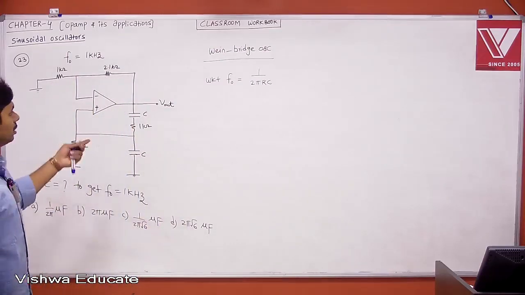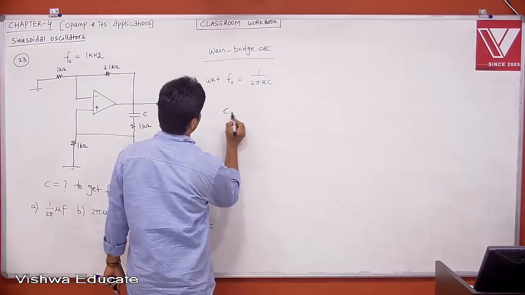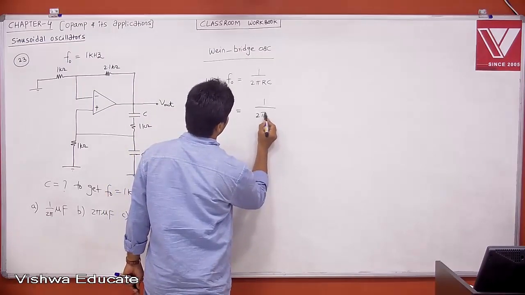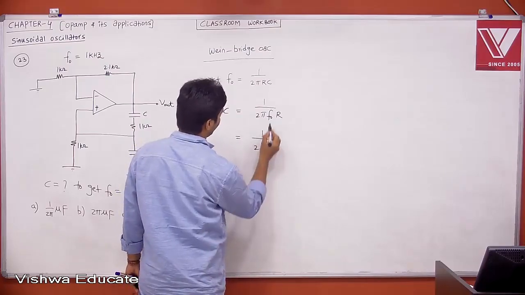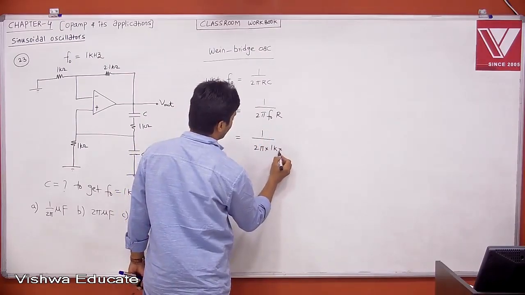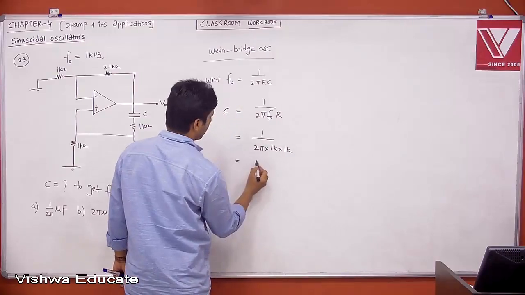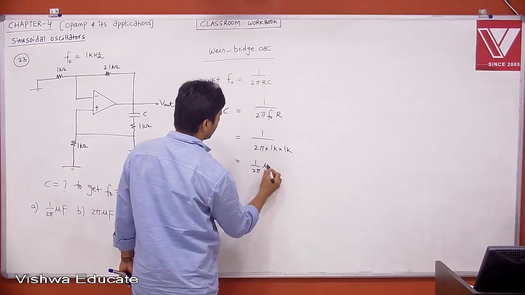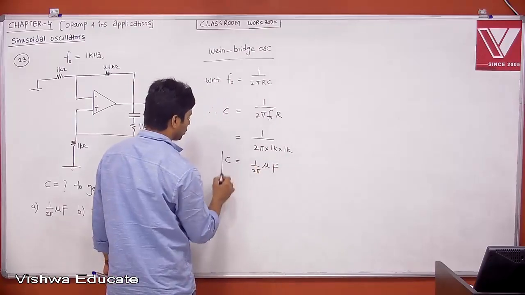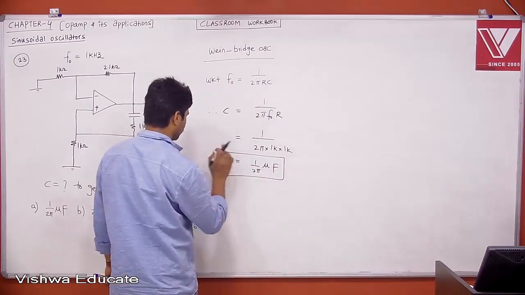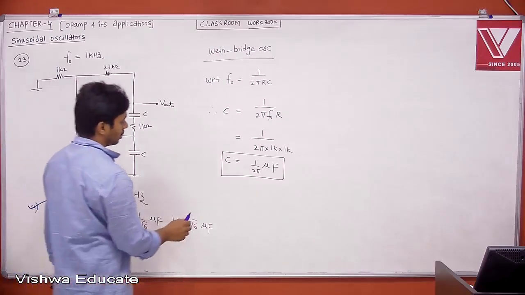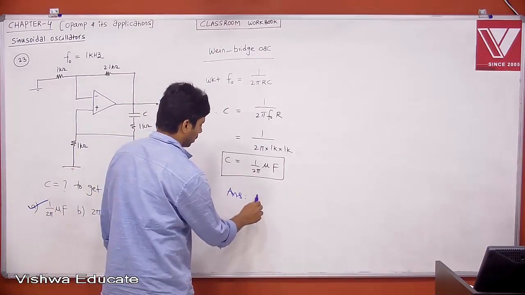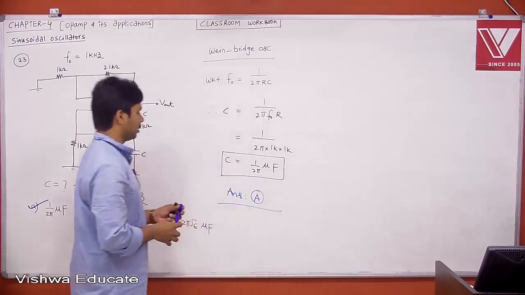Now, R is known to you. We need to find C. Therefore, C is equal to 1 by 2 pi F0 R. F0 is 1 kHz, R is 1 kilo ohm. So it is 1 by 2 pi times 1k times 1k, which becomes 1 by 2 pi microfarad. What is the answer? The answer is A. This is the answer.